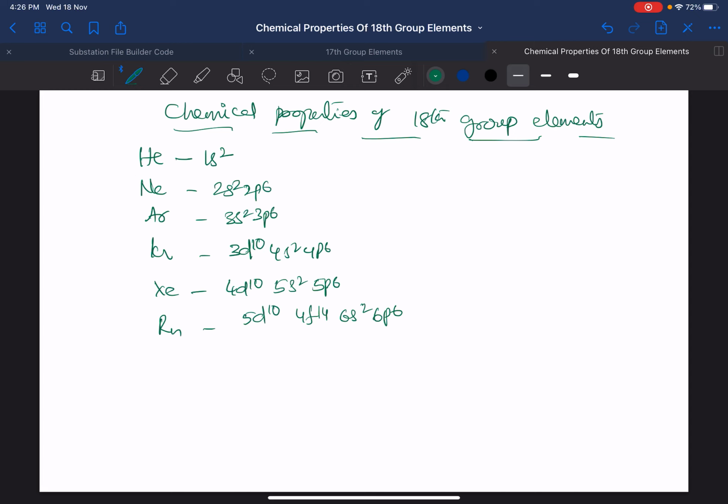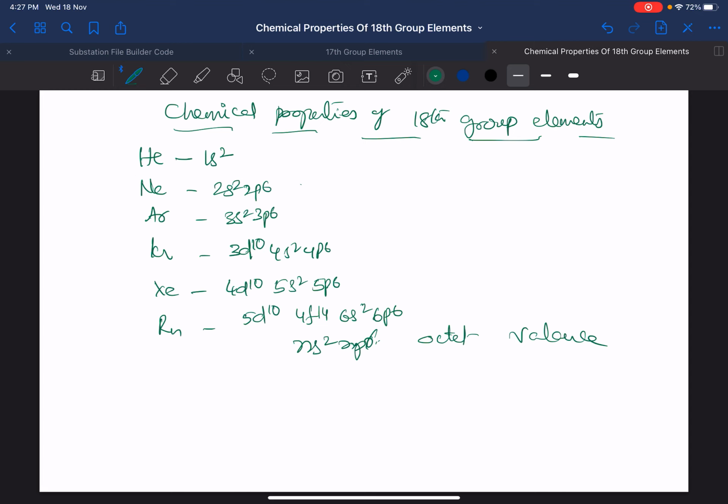We have already learned about it. The similarity here is that all other 18th group elements except helium have the outermost electronic configuration ns2 np6, which means they all have the octet configuration. Due to the octet configuration in the valence shell, they show reluctance towards chemical reactions. So they are inert, and are called the inert gas elements.